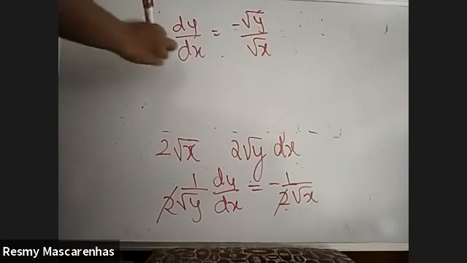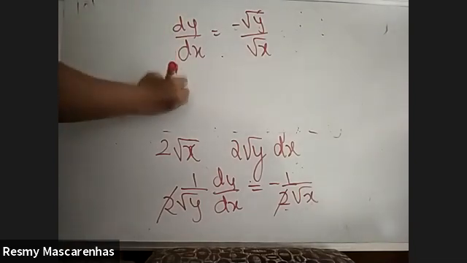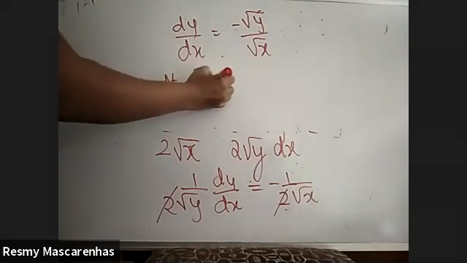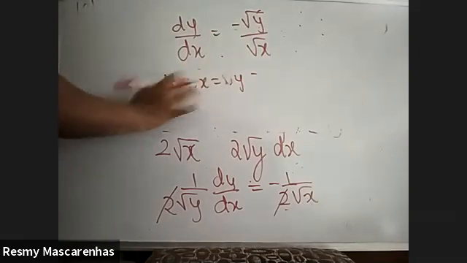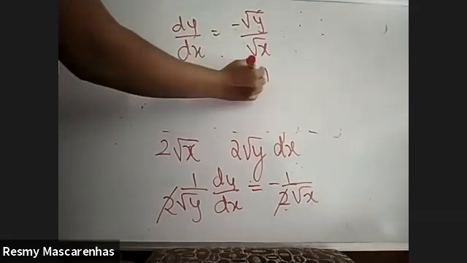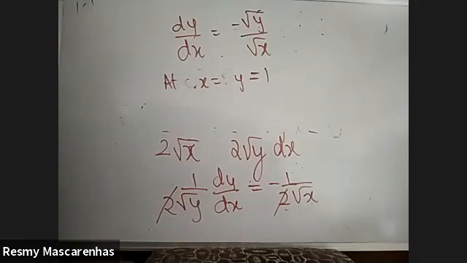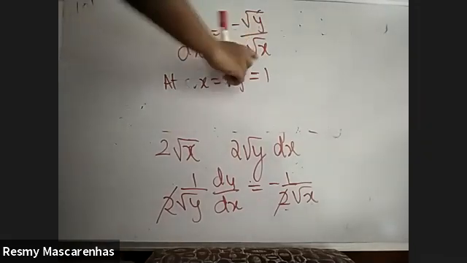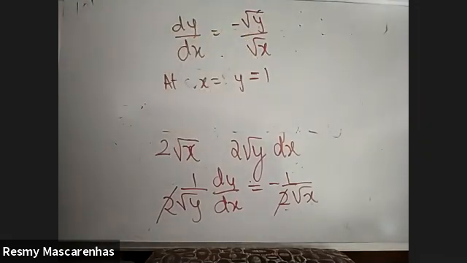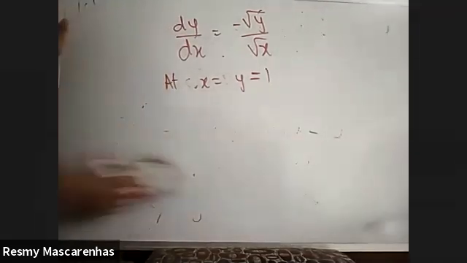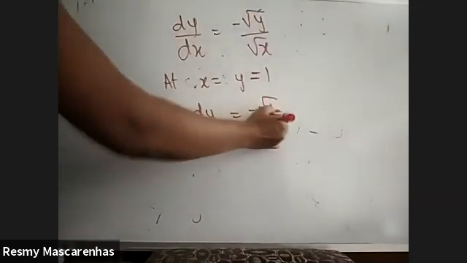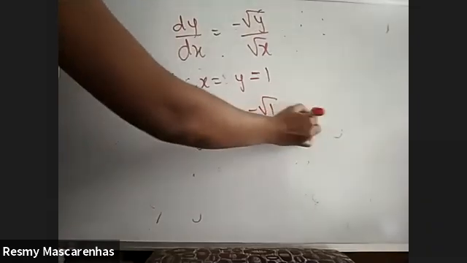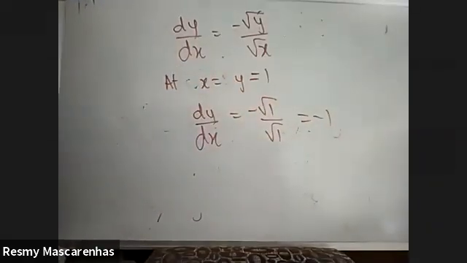Now you can check in the question. Okay, what has been asked? At x is equal to y is equal to 1, they are saying, the value of x and y should be equal to 1. So wherever there is x and y, put 1. So you will get the answer. So dy by dx will be equal to minus root 1 upon root 1. So answer will be minus 1.